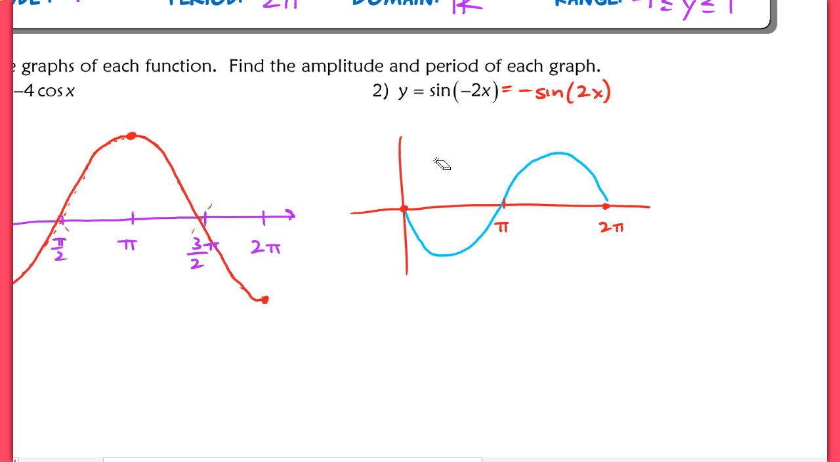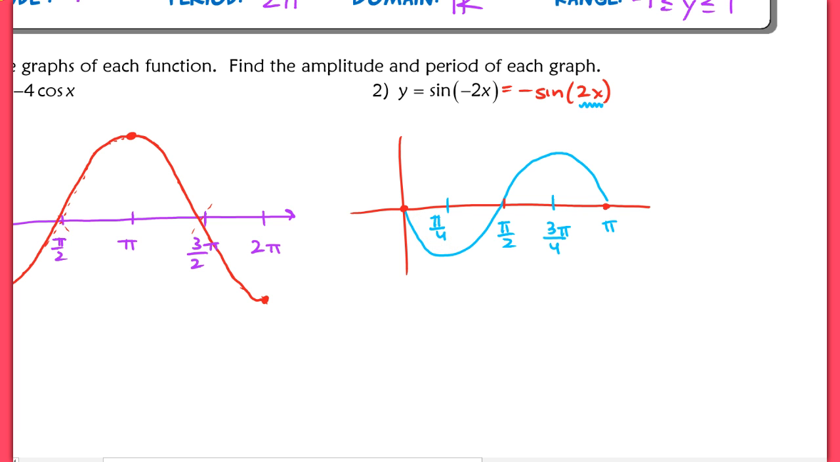Now, I also know that this 2x compresses this horizontally. In other words, this is no longer 2 pi and pi. In fact, it ends up being pi, like we saw in the computer app. But we have pi here and pi over 2. If I cut that in half here, I would have 3/4 pi. If I cut this in half, I have pi over 4.